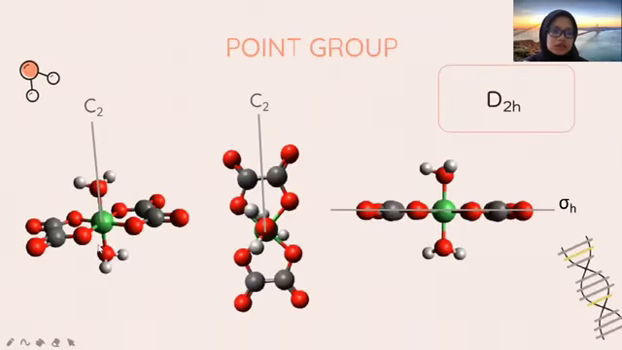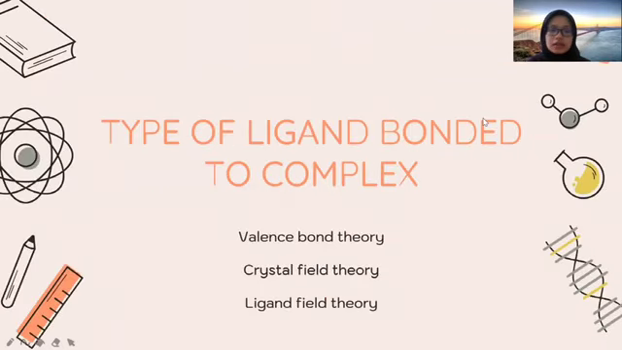Okay, first, as you can see from your left, our complex has a C2 axis on the vertical axis, and it also has a C2 axis on the horizontal axis between the carbonyl groups on the oxalate ligand, and it also has a horizontal mirror plane. And because these C2 axes are perpendicular to each other, our point group is D2h. Next is type of ligand bonded to complex.